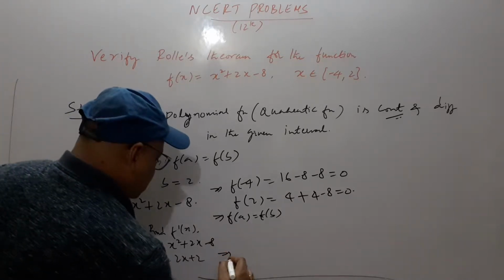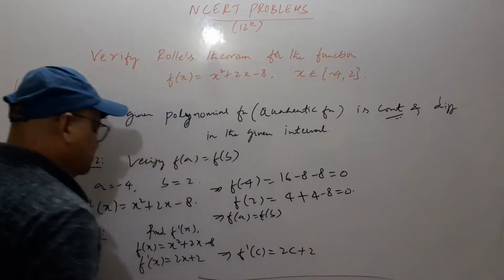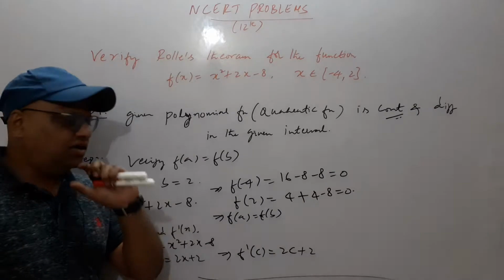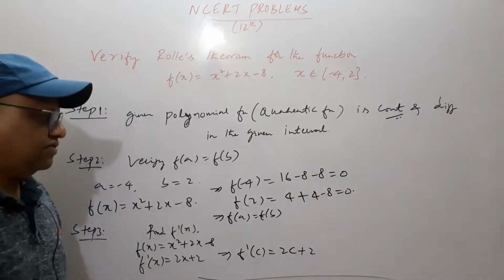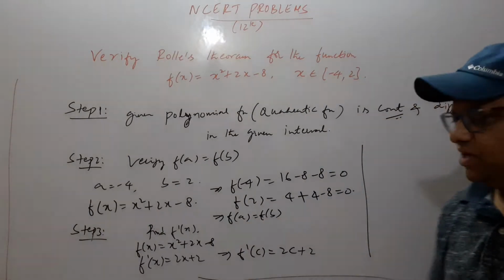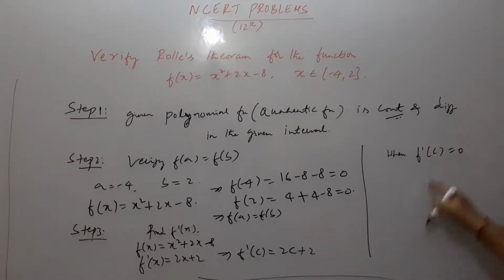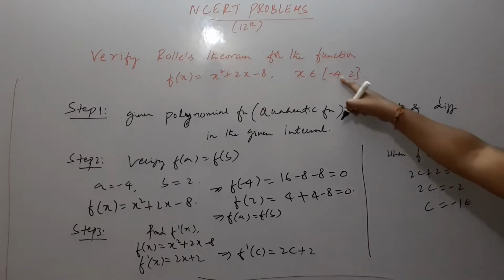So f dash c is equal to 2c plus 2. Please recall the formula for Rolle's theorem. The final formula for Rolle's theorem will be f dash c is equal to 0. Step 3 will continue as it is. When f dash c is equal to 0, we need to find the value of c. This is the condition for Rolle's theorem. So 2c plus 2 is equal to 0, 2c is equal to -2, c is equal to -1, and this -1 belongs to -4, 2.